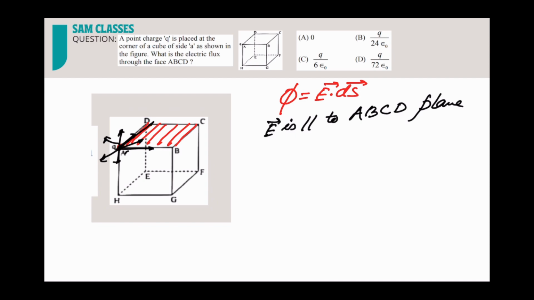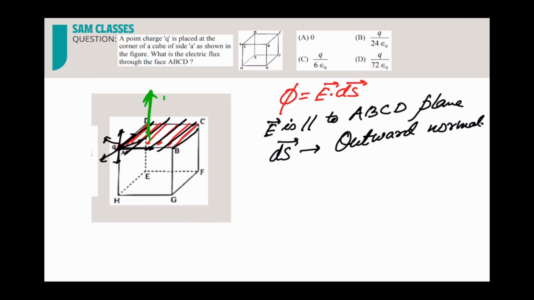Now if you can understand this much, the electric field is parallel to this plane. Now what will be the area vector? I told you, students, dS vector is always the outward normal. So if you see, the outward normal will be like this. This will be our dS vector, and this is our electric field. Now the angle between these two is what? 90 degrees. So E dS cos 90, and cos 90 is how much? 0. So the flux through that is 0.